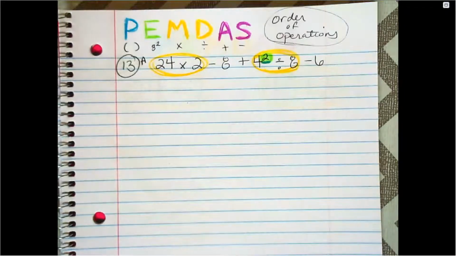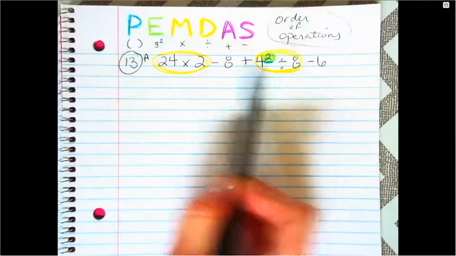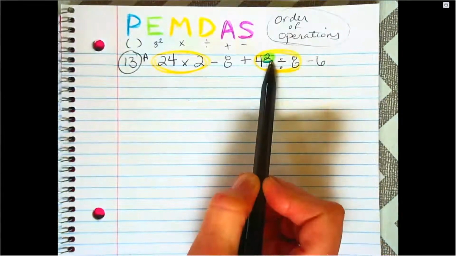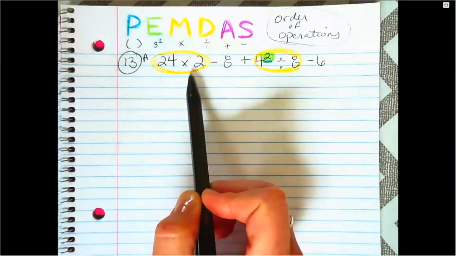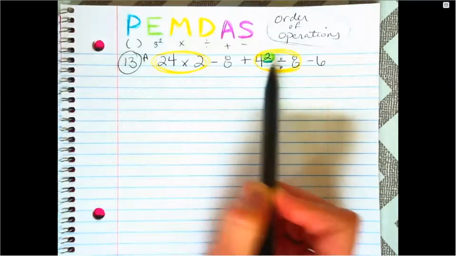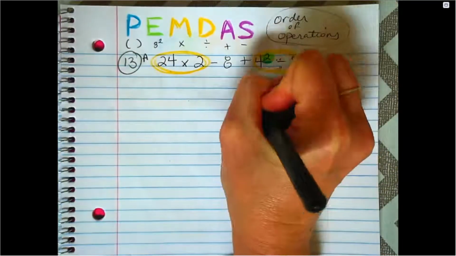group chat. Thanks, hon. All right, so I've color coded some stuff. There's no parentheses here, but there is an exponent and there's multiplication and division. So those colors I'm going to use to guide us through. The first thing I get to do is my exponent. So 4 squared is 16.